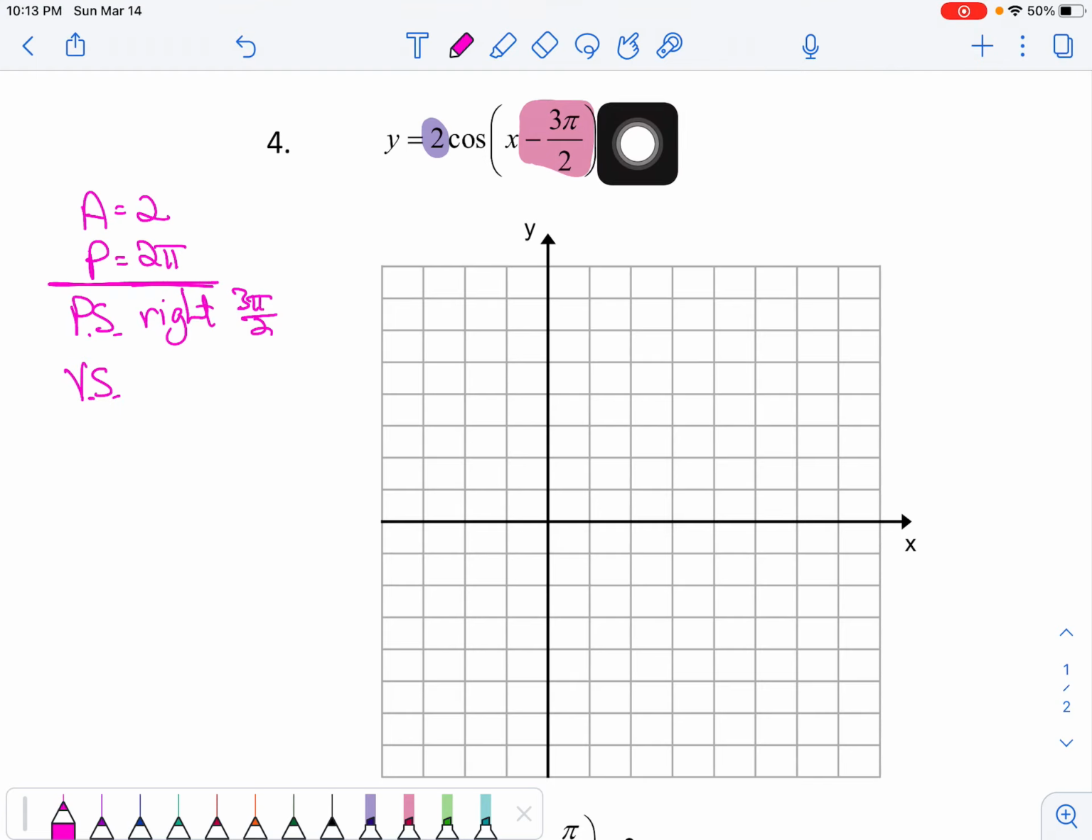Vertical shift here, there is nothing being added or subtracted at the end. Or honestly, there's nothing being added to the function. It doesn't matter if it's at the end or the beginning. So that would be none here.